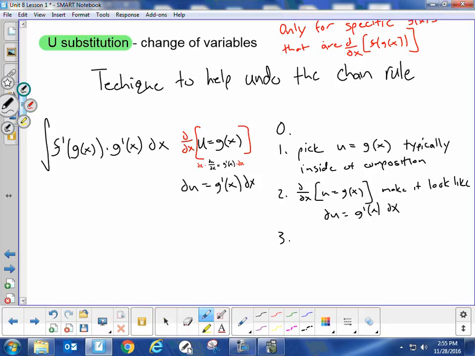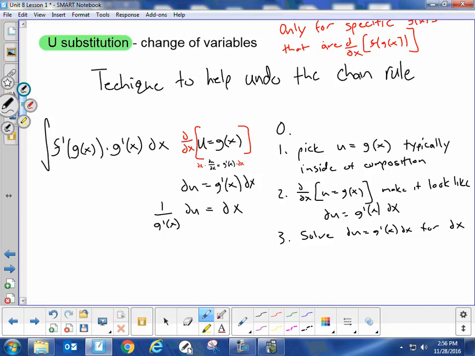Next step, we will solve for dx. Okay. So I'm going to divide by g prime of x. I'm going to write it as 1 over g prime of x times du. I like to do that to keep things separate, keep that du kind of separate from the 1 over g prime of x.